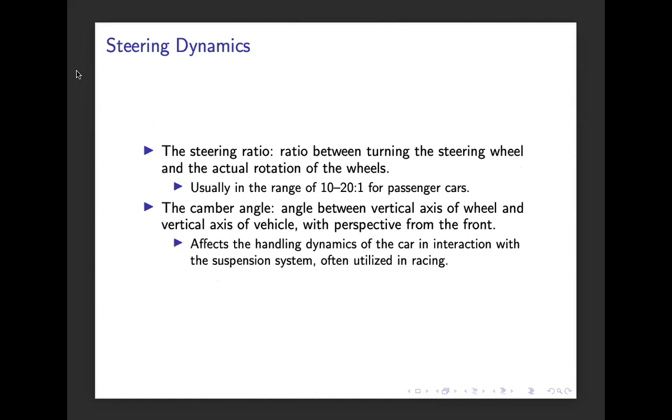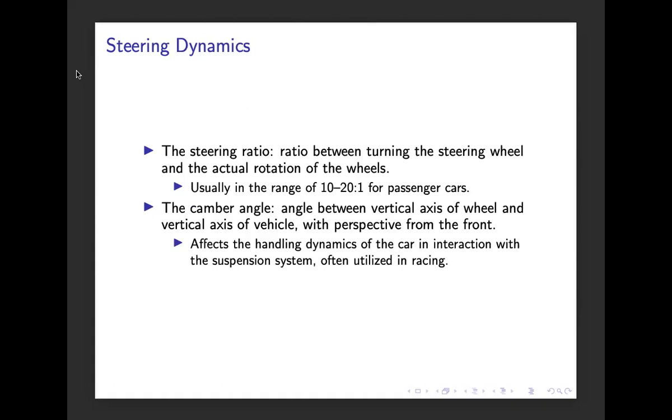Just some key concepts that often turn up in connection with steering dynamics, and that is the so-called steering ratio. That is the ratio between how much we turn the steering wheel and how much the actual wheels will turn. So there is such a ratio, and it's typically not 1-to-1. It's rather in the range of 10 to 20 to 1. So we would like to have much higher granularity in terms of how much we can turn the wheels.